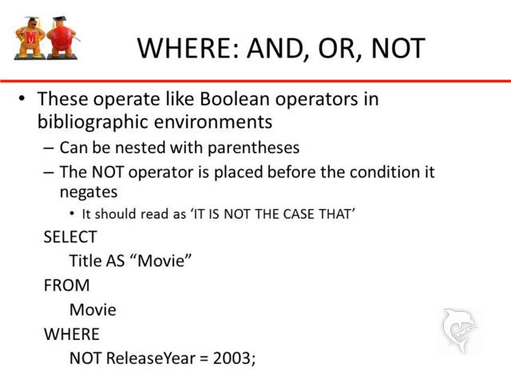So let's look at that in a query. We could say select title as movie. So this means that our output table would just have one column, and the heading of that column would be movie, from the movie table, where it is not the case that the release year equals 2003. So the output of this query would be a one-column table that would be a list of movies that were released in a year other than 2003.